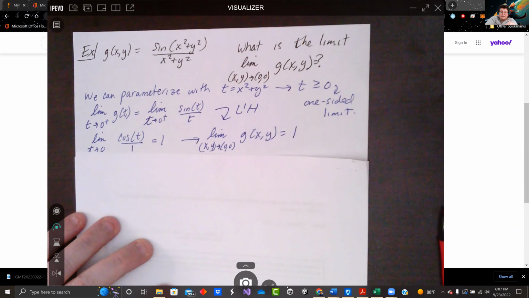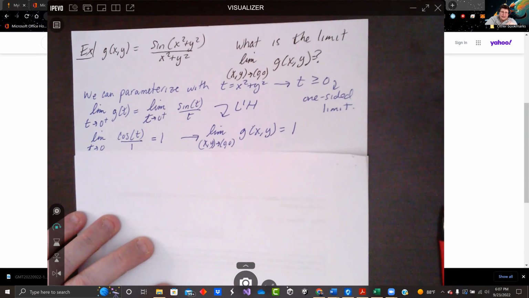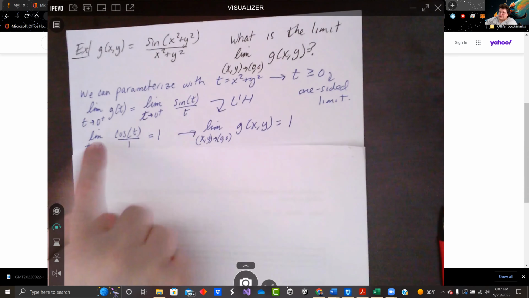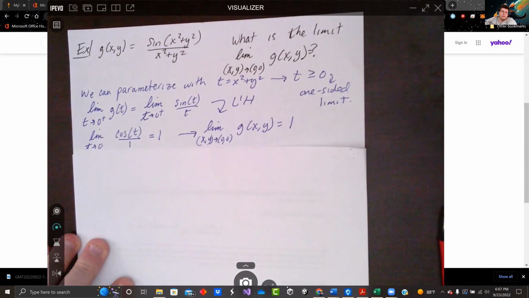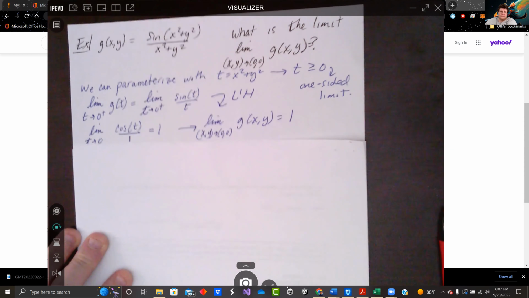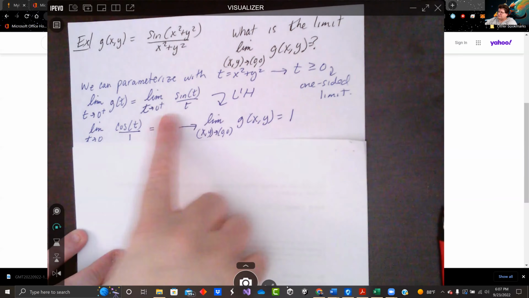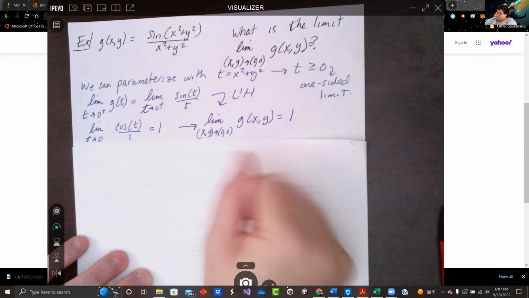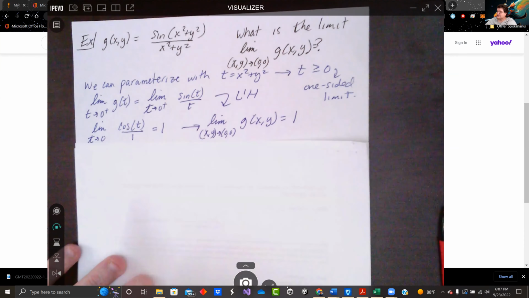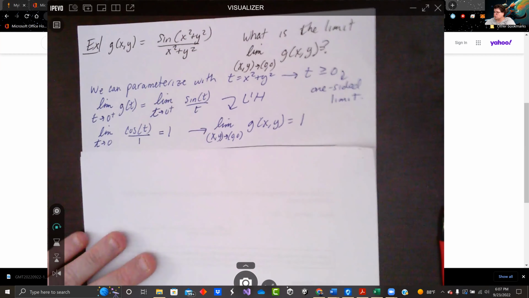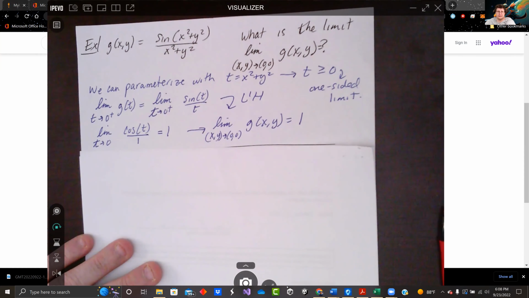And now we're just saying t is greater than or equal to 0. T can't be negative, which means we've got a one-sided limit. We're only addressing t from 0 positive. And now we'll say the limit of g of t as t goes to 0 positive, which is the limit as t goes to 0 positive of sine of t over t. Use L'Hopital's, you get cosine t over 1, and we know that limit is 1. When we evaluate at t equals 0, we can evaluate that. Therefore, the limit as x,y goes to 0,0 of g of x,y equals 1.